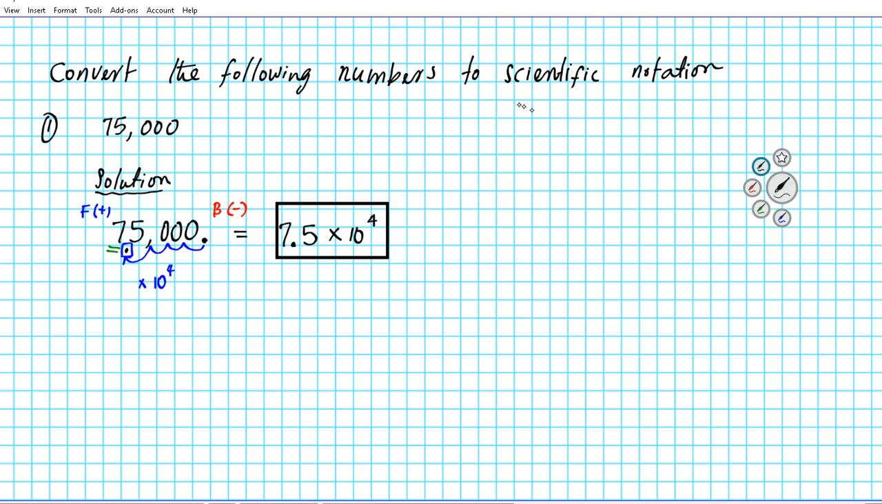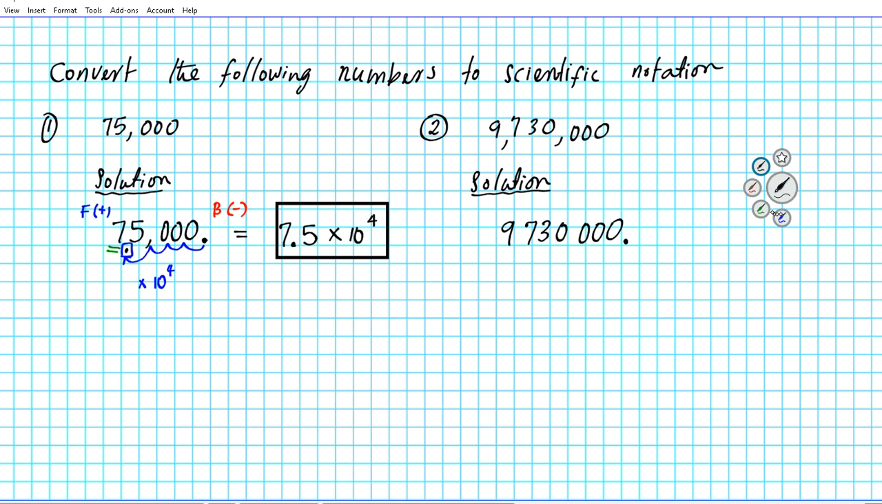Alright, let's take a look at another example, question 2. Let's say we have the number 9,730,000. The goal is to convert this number into scientific notation. So let's go ahead and do that. Now the decimal point is right here behind the digit in the ones place if it's not specified.